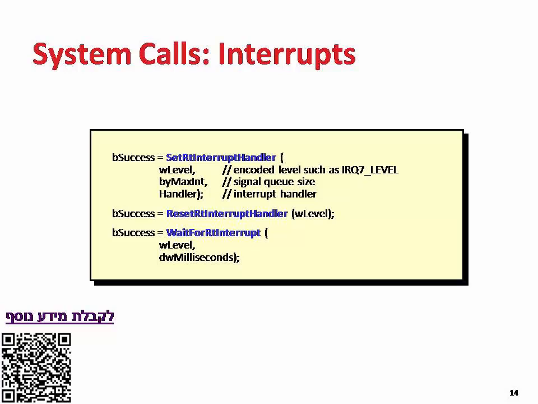The byMaxInt parameter specifies the relation between the interrupt handler and its interrupt thread. 0: no interrupt thread, the handler is on its own. 1: the current thread becomes the interrupt thread, and when the thread is processing an interrupt signal, the interrupt is disabled. Greater than 1: the current thread becomes an interrupt thread, and the interrupt remains enabled until there are as many signals pending as this value. Use the ResetRtInterruptHandler system call to remove a handler from the IDT and disable the interrupt level. An interrupt thread waits for a signal from its interrupt handler by the WaitForRtInterrupt function.